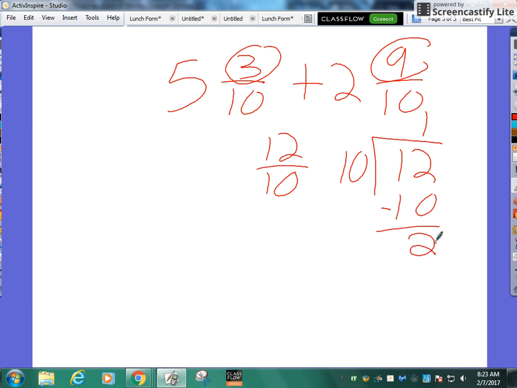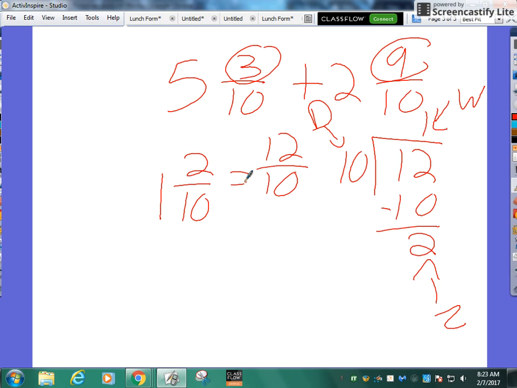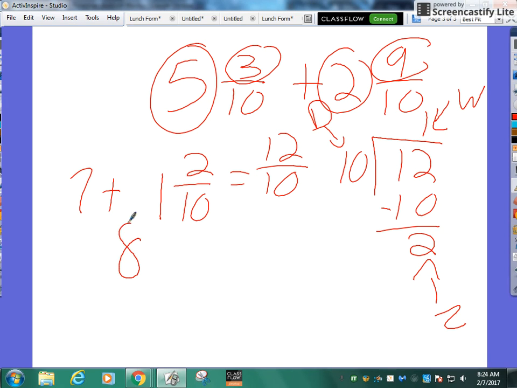We're left with 2. Remember, this is your whole number. So that's going to be 1. This is your numerator. That's going to be 2. And this is your denominator. That is 10. So that's what this equals. 1 and 2/10 equals 12/10. But remember, we have to add the whole numbers. What is 5 plus 2? That is 7. What is 7 plus 1? That's 8 and 2/10.